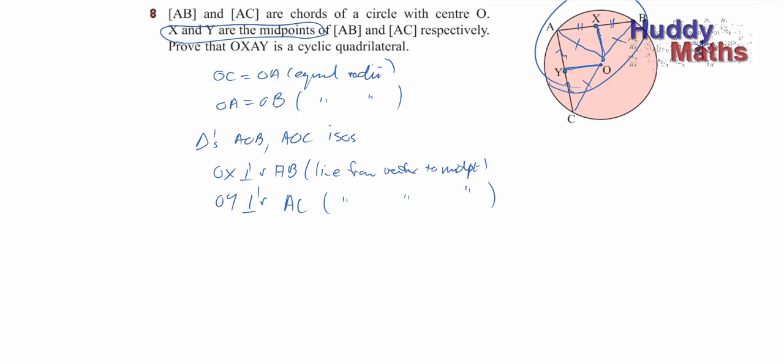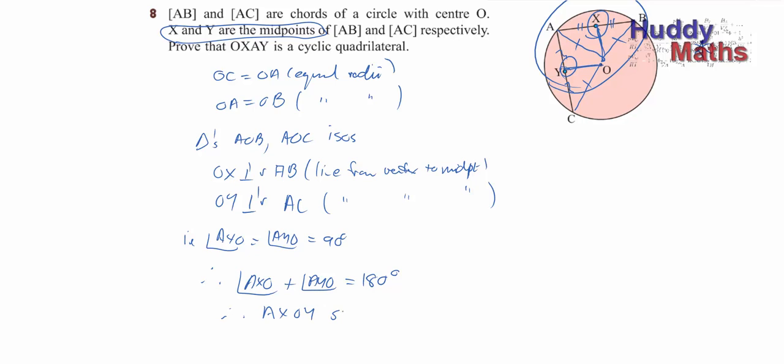Now, let's have a look. OXAY, that was this thing, OXAY, and we've just done it, I think. So that means angle AXO equals angle AYO equals 90. This one and this one, both 90. Therefore, angle AXO plus angle AYO is equal to 180. Therefore, AXOY is cyclic.